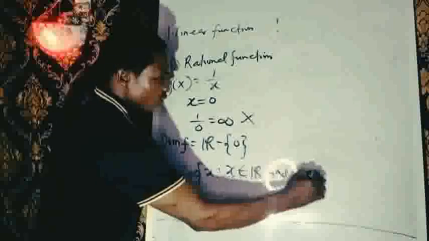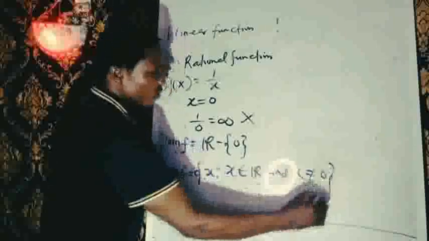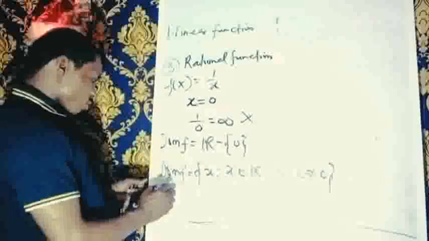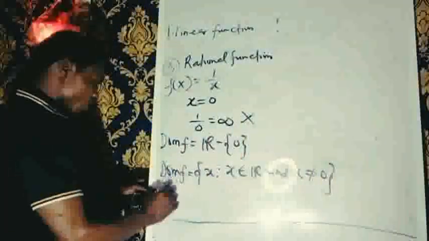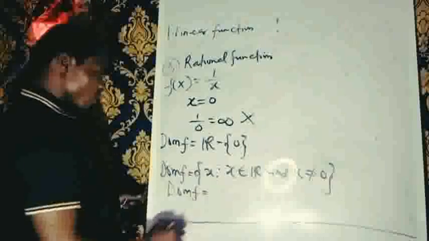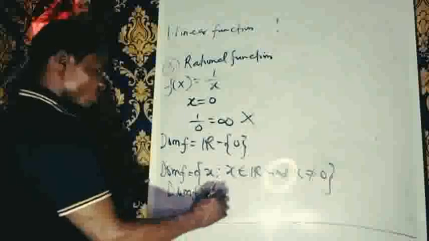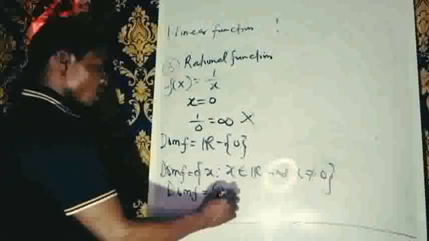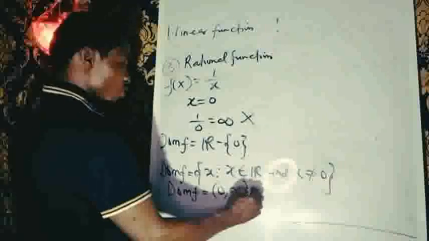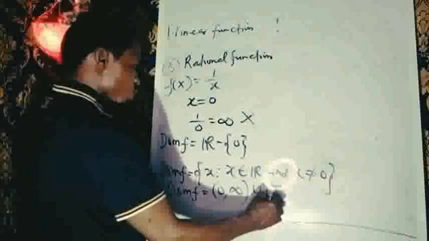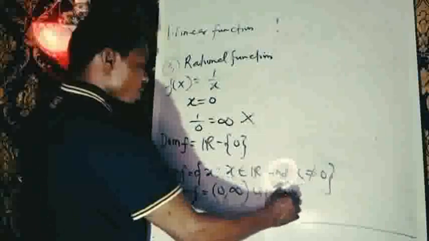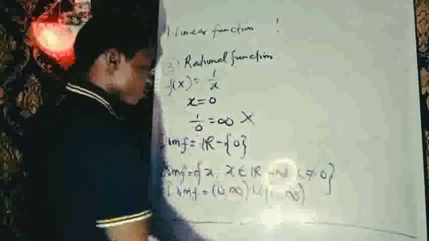And x is not equal to what? 0. You can see, there are various ways of doing that. I can use my interval notation. I can still say the domain of this function is simply 0 to infinity, then I'll come here too and say union, 0, negative infinity.